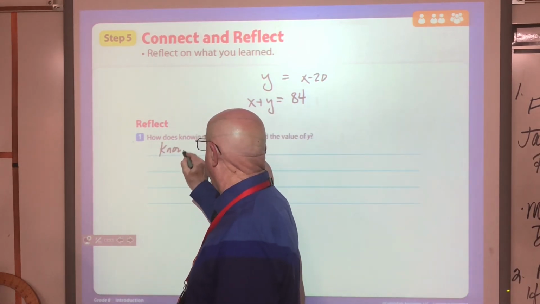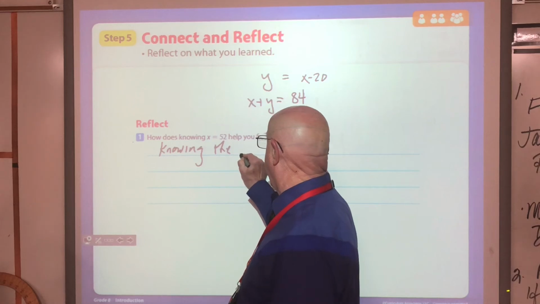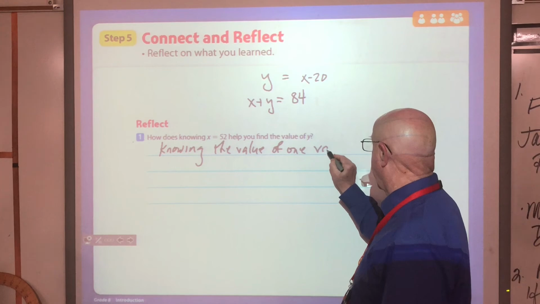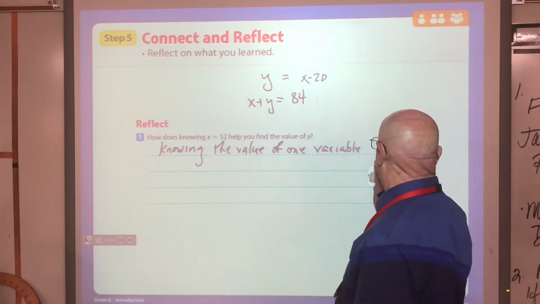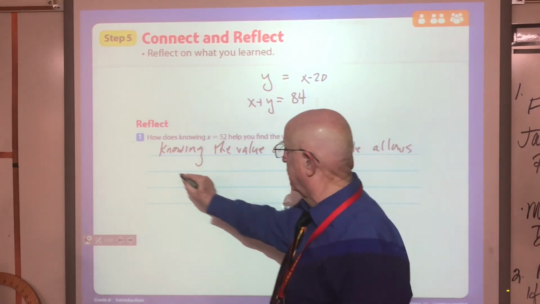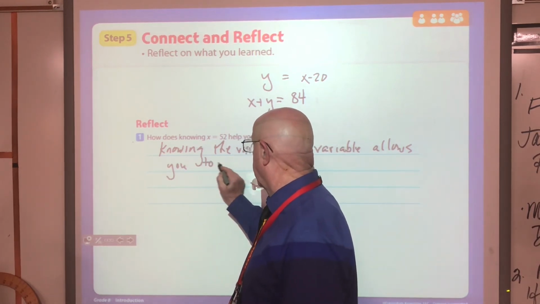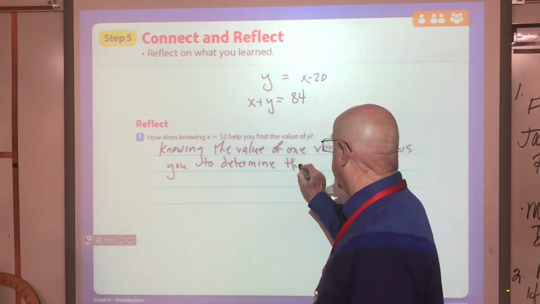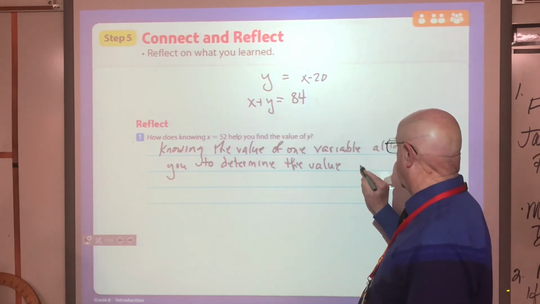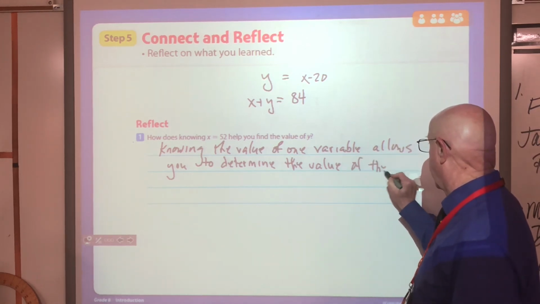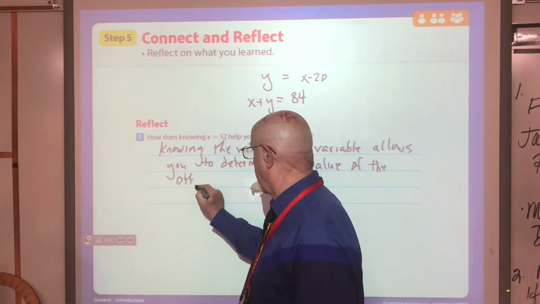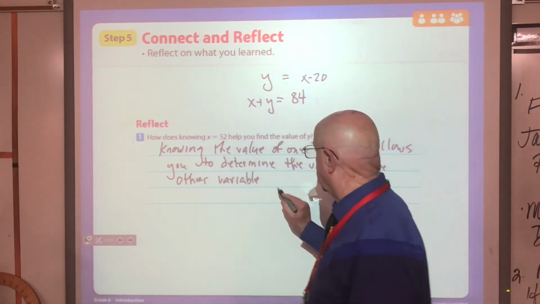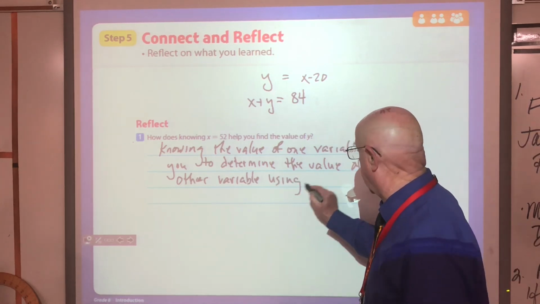So how does it help? Knowing the value of one variable allows you to determine the value of the other variable using a two-step equation.